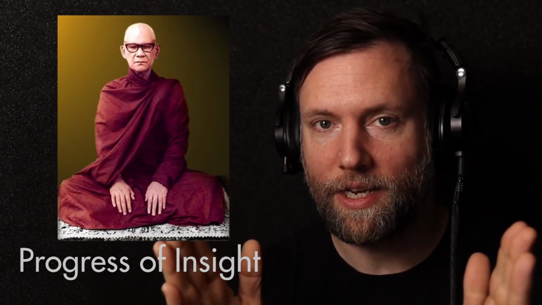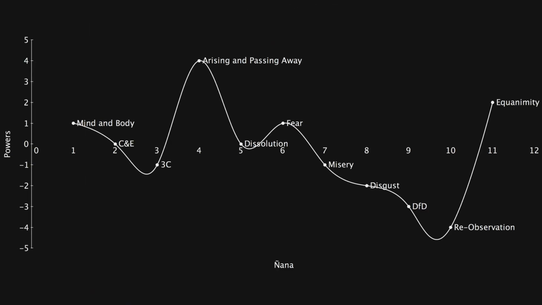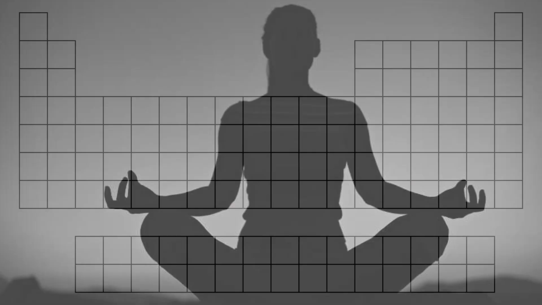The Progress of Insight is a map of awakening, an early Buddhist map of classical awakening. What are the stages that you would experience along this map? It is sort of an overarching view of benchmarks that you should look for along the path. The contribution that Shinzen made is a sort of periodic table of all of the world's meditation elements.